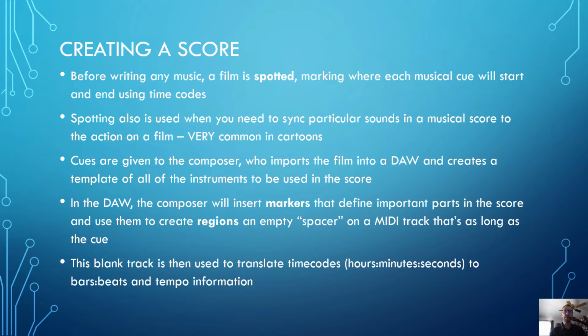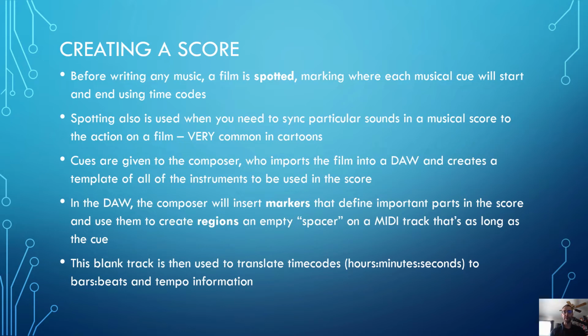Spotting is also used when you need to sync particular sounds in a score to the action on a film, which is extremely common in a cartoon. When you have slide whistles where someone is falling, or when you have the skeletons dancing and one of them is playing the ribs of another like a xylophone, and you need to have those hits sync up.